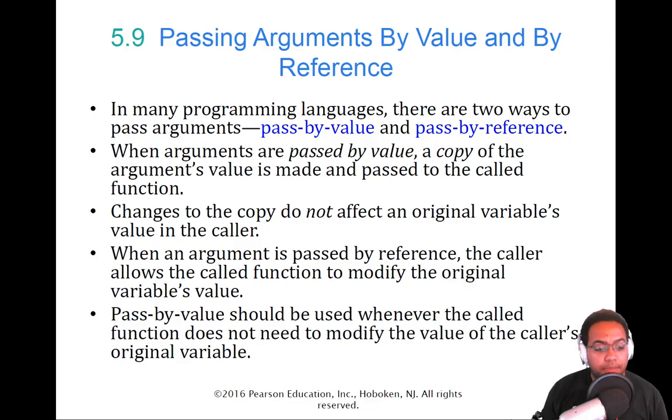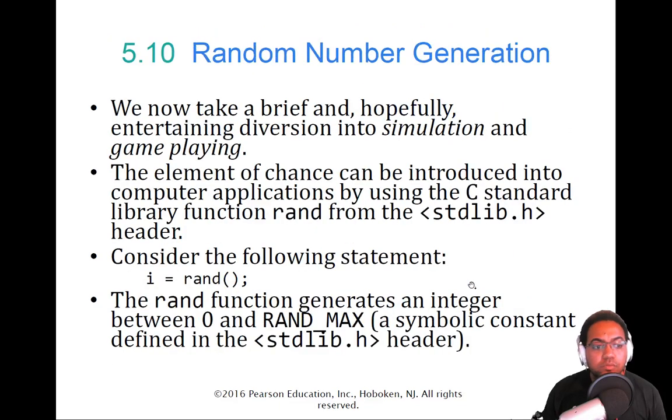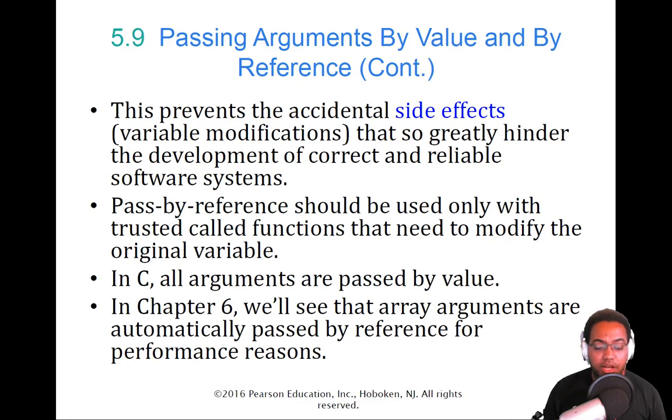Pass by value should be used whenever the called function does not need to modify the value of the caller's original variable. This prevents the accidental side effects that so greatly hinder the development of correct and reliable software. Pass by reference should be used only with trusted called functions that need to modify the original variable. In C, all arguments are passed by value. You don't want to pass anything by reference. And that's it. Like I said, this is an in-depth analysis into computer science with respect to C. We're talking about how it actually is working. We're not really talking about how you can manipulate the language.